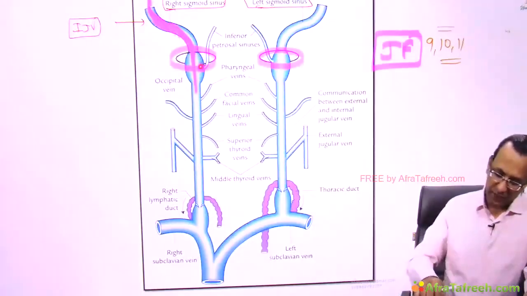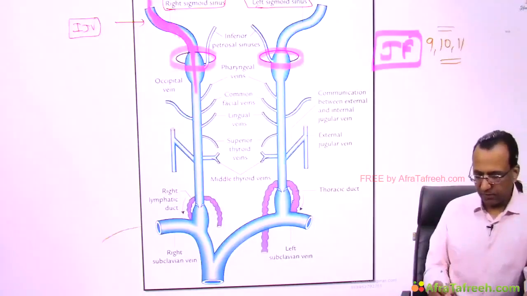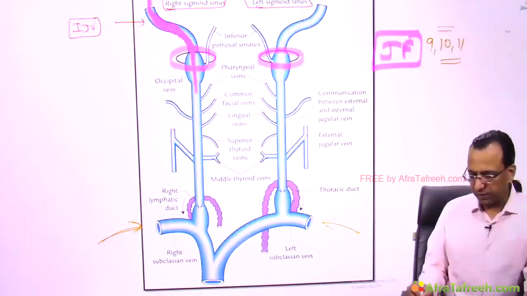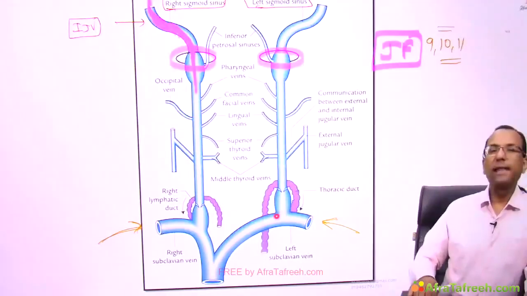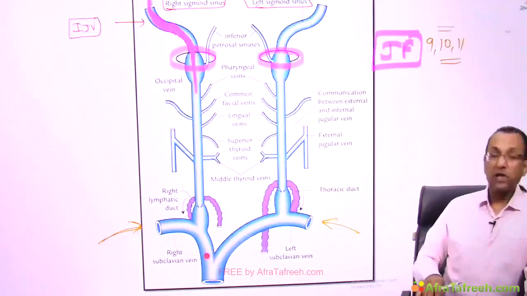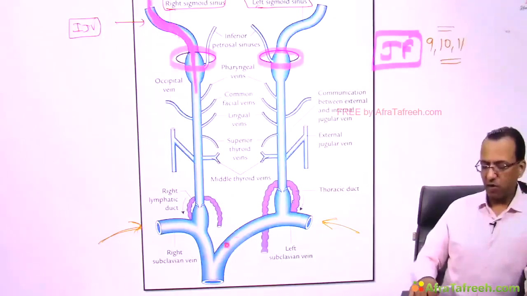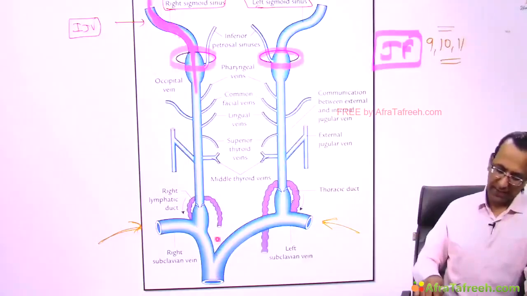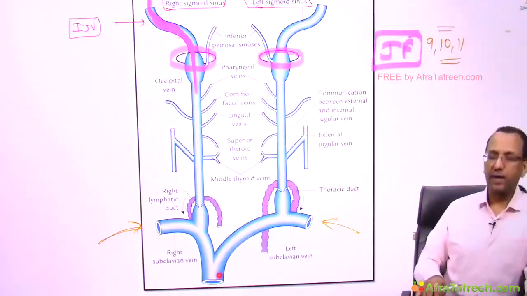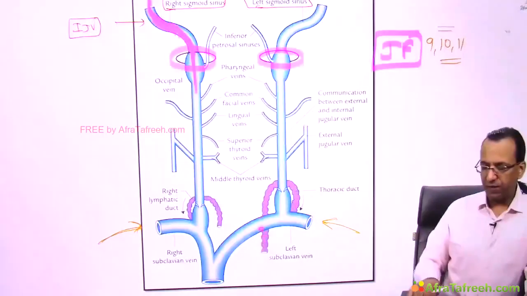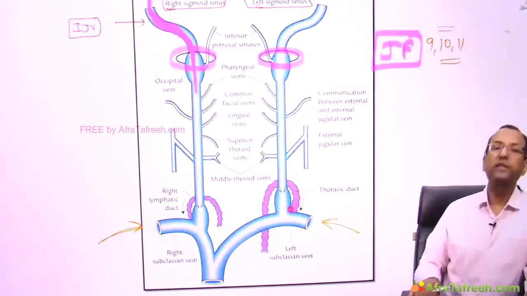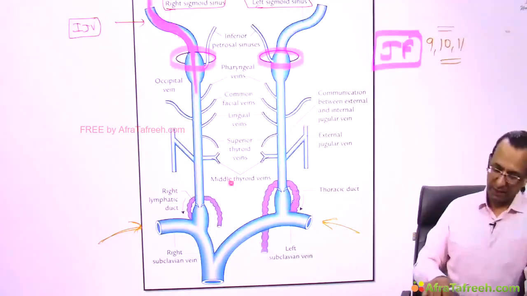Actually, the internal jugular vein will join the subclavian vein of the right side as well as the left side, so that together they will form the brachiocephalic vein on the left and the brachiocephalic vein on the right. And the left brachiocephalic vein is longer, more oblique, crossing the midline to enter into the superior vena cava, which is on the right side of the midline. And what about the thoracic duct? The thoracic duct is a lymphatic duct which is draining into the left venous angle, and the right lymphatic duct is draining into the right venous angle.